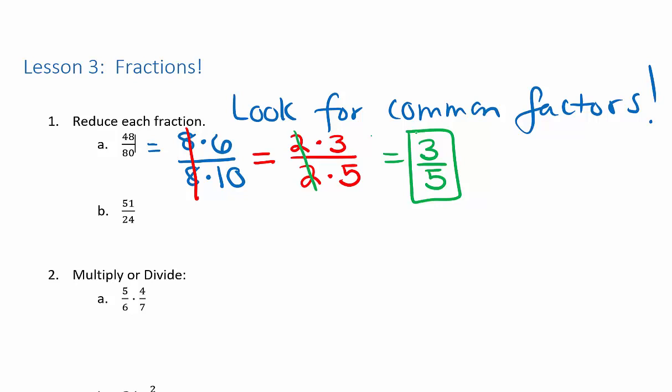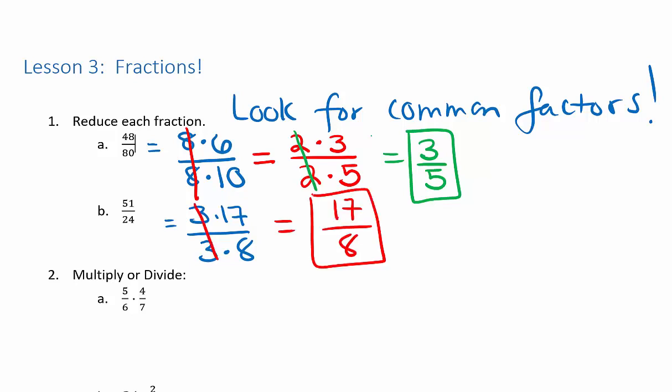So example 1b, I need to find something that 51 and 24 are divisible by. I'm not sure about 51, but I know 24 can be divided by 2. Oh, can't divide 51 by 2. Let's see, we could divide 24 by 3. And feel free to check in your calculator, but 51 is actually divisible by 3. 3 times 17 is 51, and 3 times 8 is 24. So I divide out that common factor of 3, and I'm left with 17/8.